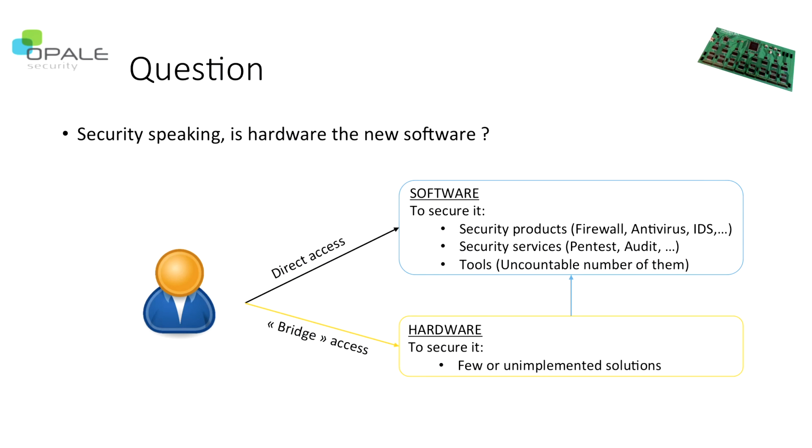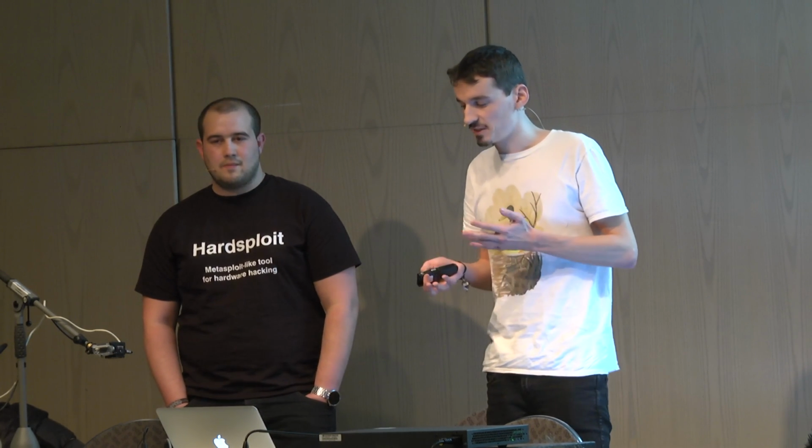We will have in our hands a lot of electronic products able to connect themselves to a network, and we need to assess their security. And to assess the security of the software part, we have made a lot of progress. We have great products, great services, great tools, and if you compare it to the hardware part, you can see that we have very few solutions implemented. We think that it comes from a lack of awareness from the designers.